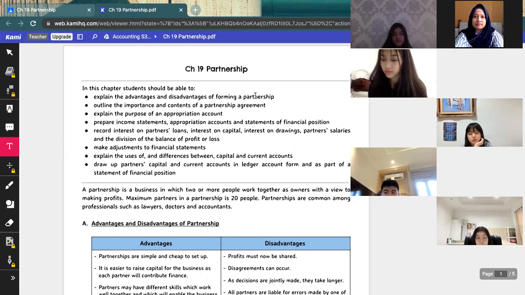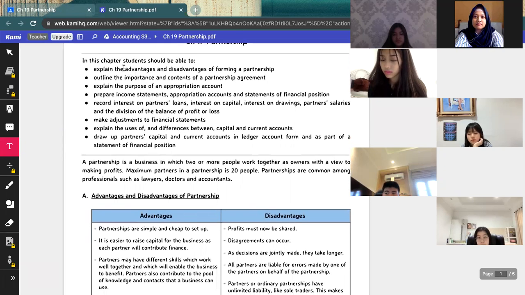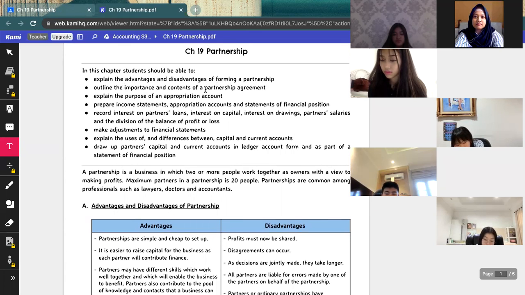Okay, now in this chapter you will study the advantages and disadvantages of forming a partnership, and then you will also learn the importance and contents of a partnership agreement, since in a partnership the ownership includes 2 or more people, maximum 20. So definitely in a partnership, they need a partnership agreement.